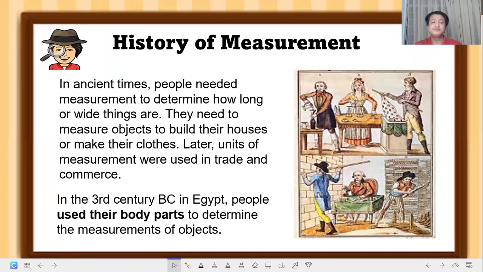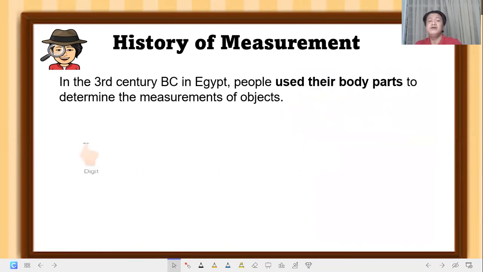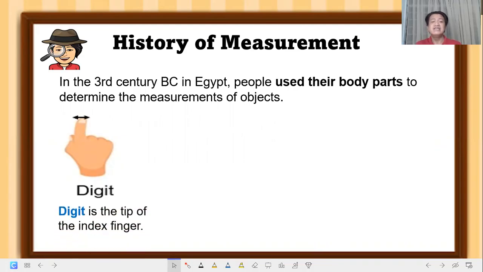Okay, and then in the 3rd century BC or before Christ in Egypt, people used their body parts to determine the measurements of objects. So ano-ano kaya yung mga body parts na yun para ma-determine nila yung mga sukat ng mga objects? So they used the cubit, hand, foot, or span, and other is digit. Okay, a digit is this, no? When we say digit, this is the tip of the index finger.